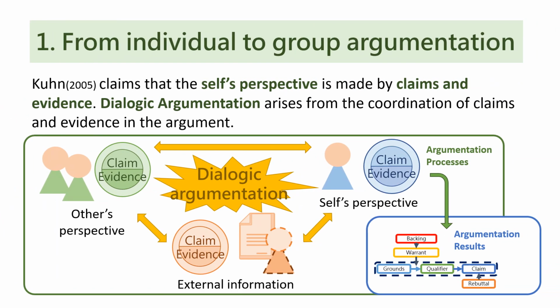Argumentation from the social perspective is made by claims and evidence. Dialogic argumentation arises from the coordination of claims and evidence in the argument. People discuss in dialogic argumentation, then write their thoughts as argumentation results.